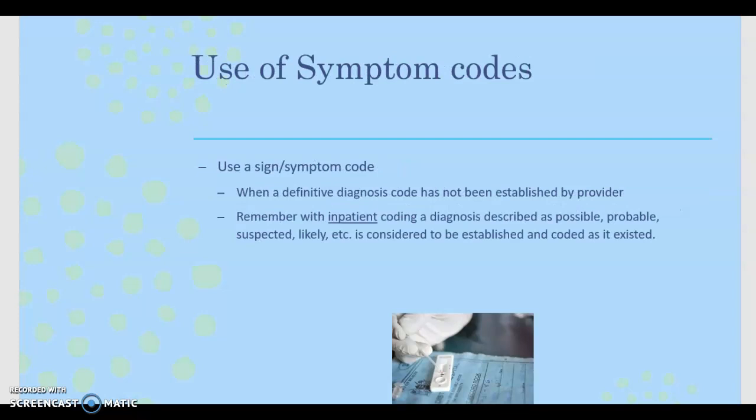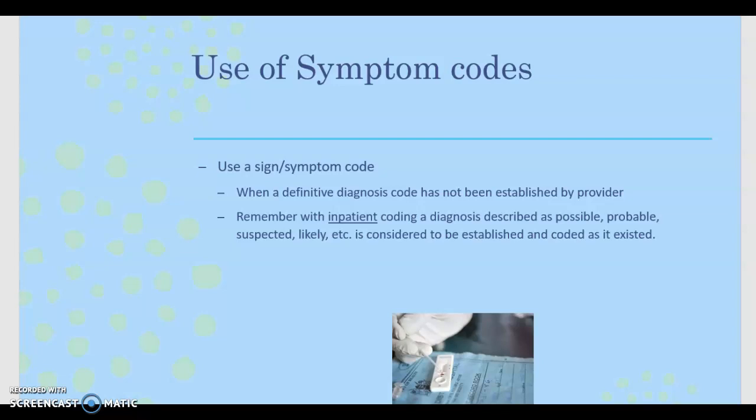So we use a sign or symptom code when there's not a definitive diagnosis established. There is one exception to this rule. If you are coding as an inpatient facility coder, meaning you're working at a hospital coding inpatient charts, the inpatient coding rule is that if a definitive diagnosis is described as possible, probable, suspected, likely, rule out, or not ruled out, with a D. Ruled out means it didn't exist, but rule out means we're still working it up.